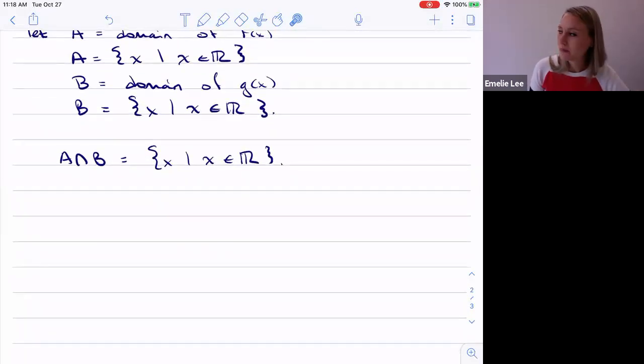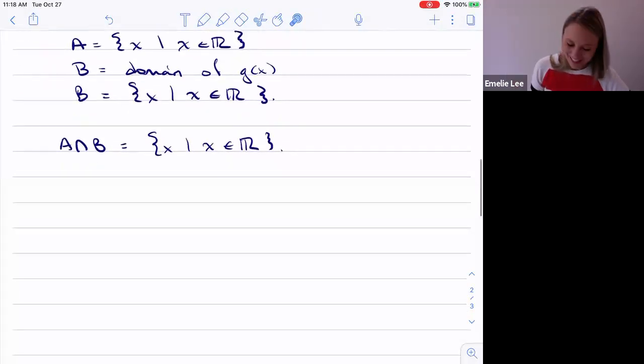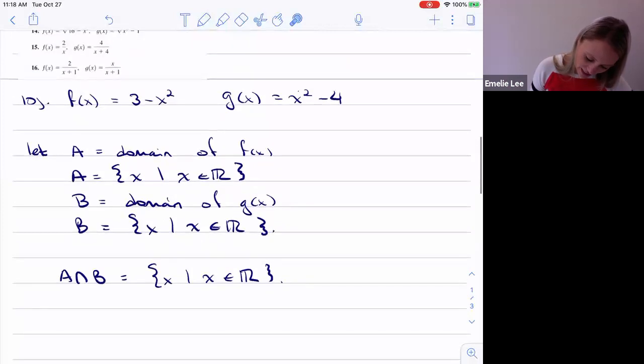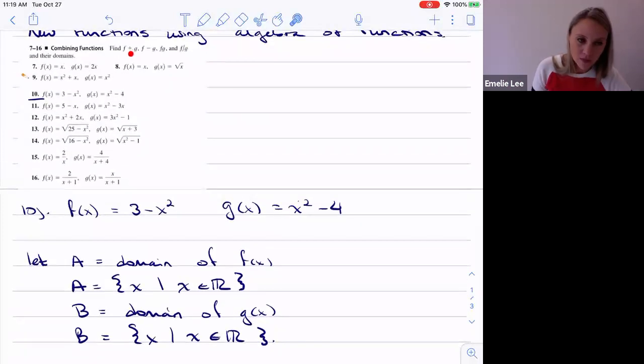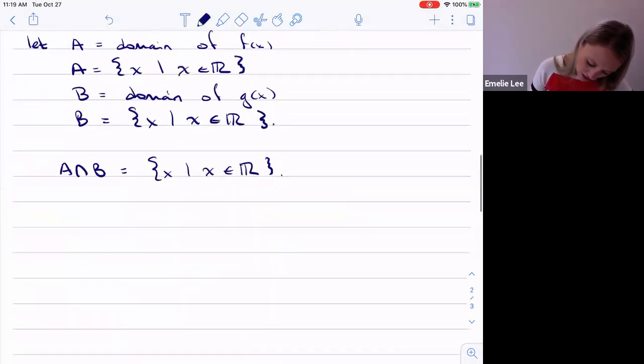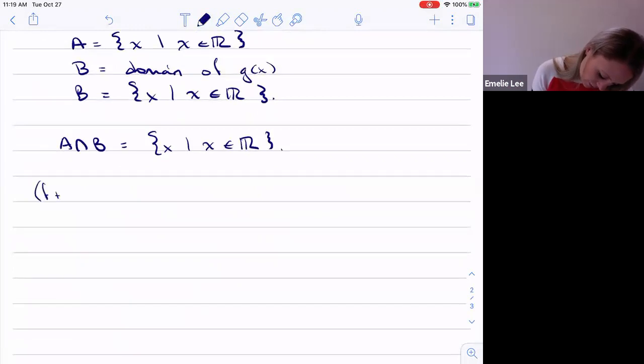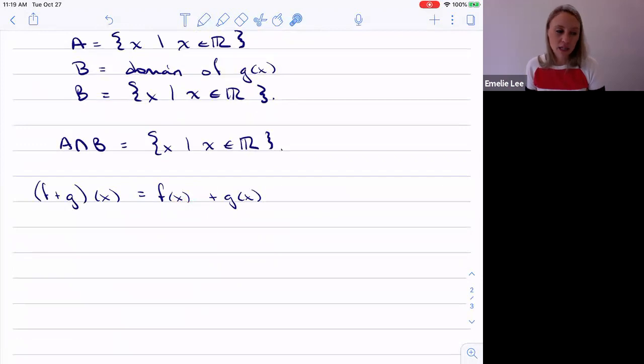So now we can go ahead and actually find these new functions: f plus g, f minus g, f times g, f over g. And so we have f plus g of x is the same as f of x plus g of x. Sometimes I'll just skip straight to writing it like this. I don't really like this notation. It doesn't tell me what to do, whereas this one tells me what to do. They're equivalent, so we can use them interchangeably. But technically what we're finding is the function f plus g of x.